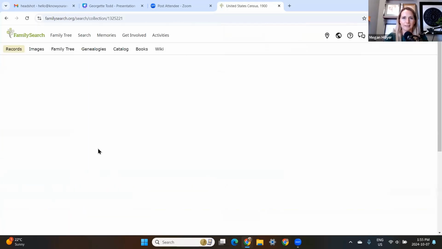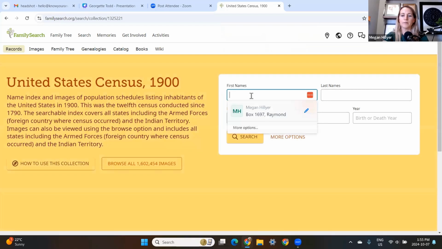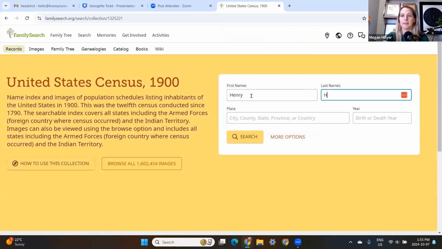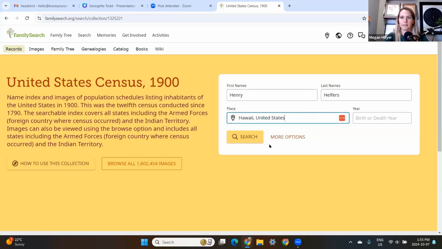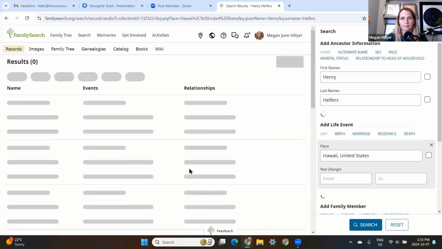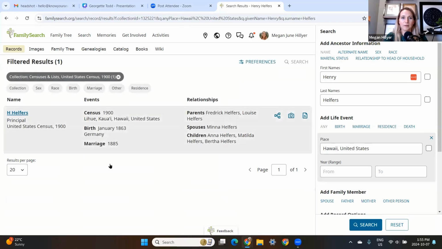Okay, so we're just going to click on that to see the census. So now we can put his name in, Henry Helfers, and let's just put Hawaii and see what shows up. All right, there's only one H. Helfers that shows up. You might have to play around with the search fields and add more or less information to see what you can find.